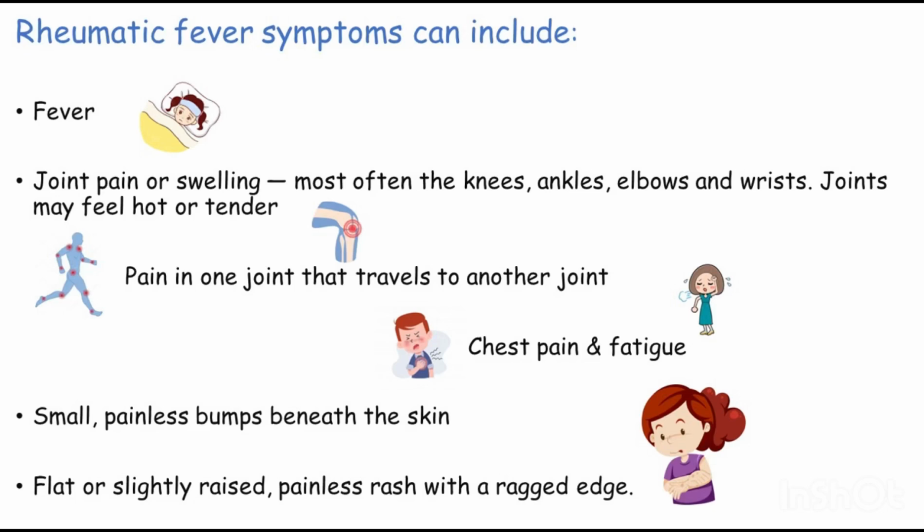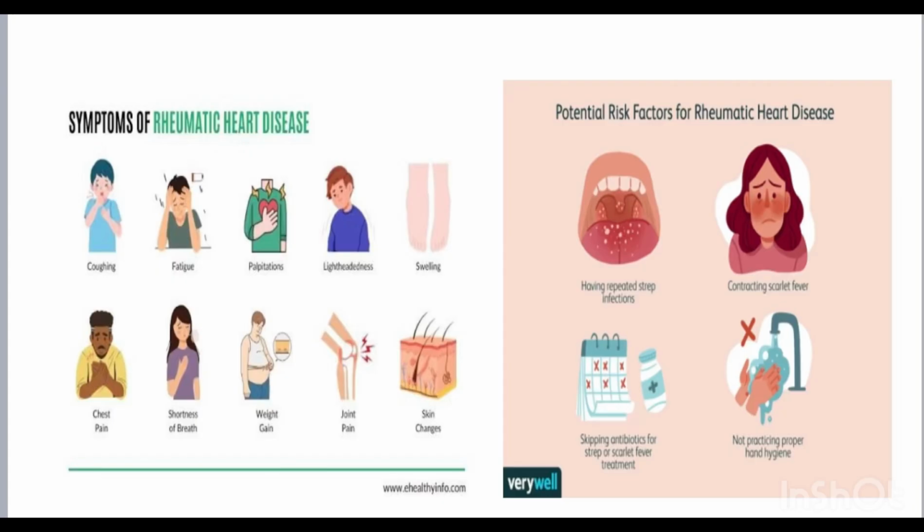In the next slide, let us look into the rheumatic heart disease symptoms. They are coughing, fatigue, palpitations, lightheadedness, swelling, chest pain, shortness of breath, weight gain, joint pain, skin changes. Some of the potential risk factors for rheumatic heart disease include having repeated streptococcal infections, no proper maintenance of hygiene, contracting scarlet fever, and skipping the antibiotics for strep or scarlet fever treatment. These are some of the symptoms and potential risk factors of rheumatic heart disease.